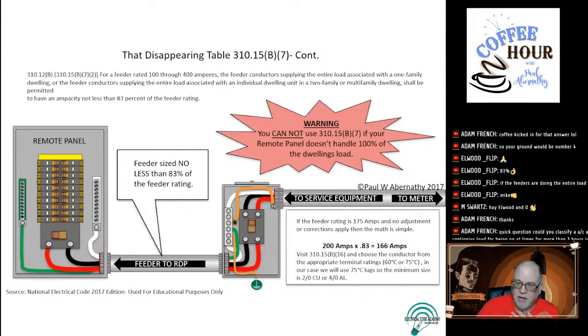All right, so here's where we applied that. And because of that, these only had to be a 2-aught copper or 4-aught aluminum, depending on whatever you wish, okay? But this is your service disconnecting means, and it can serve as the emergency disconnect requirement as well in the 230.85 rule.